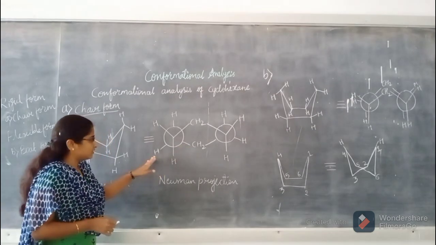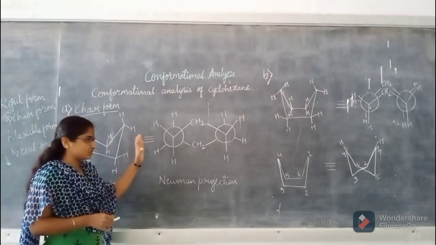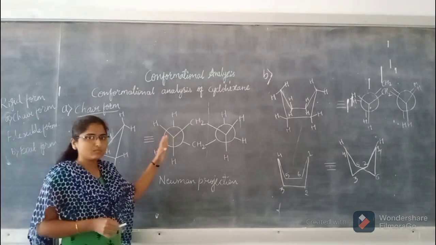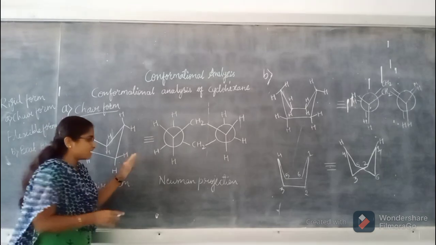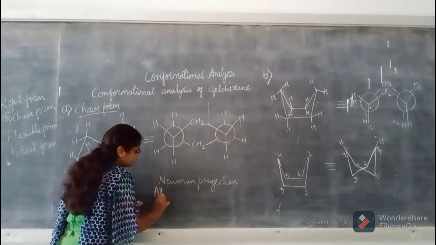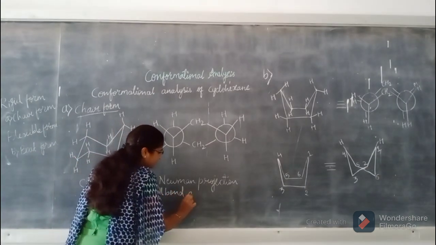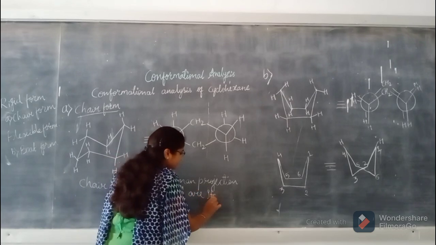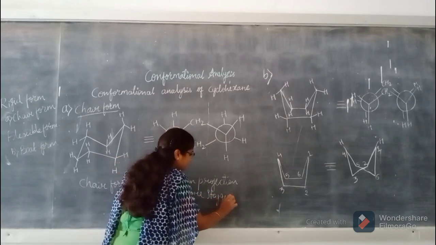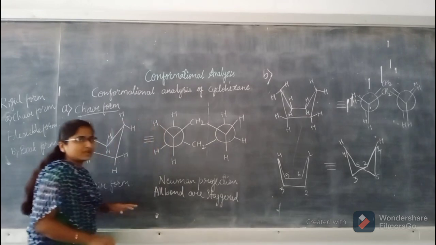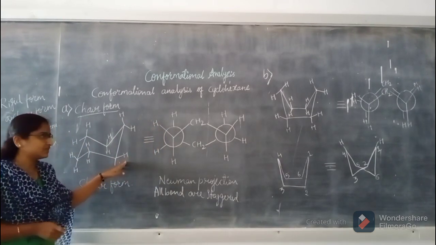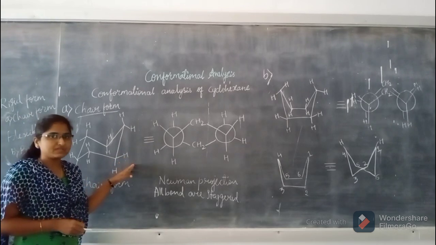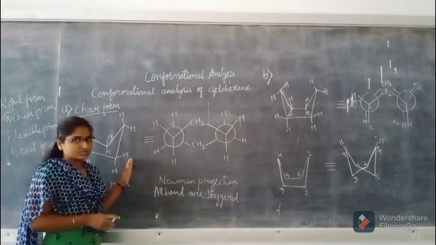By this diagram, or you can say projection formula, you can understand that all the bonds in the Newman projection of the chair form are staggered. So as a result of that, there will be a minimization of the strain. We can say that the steric strain will be minimized in this Newman projection of the chair form.